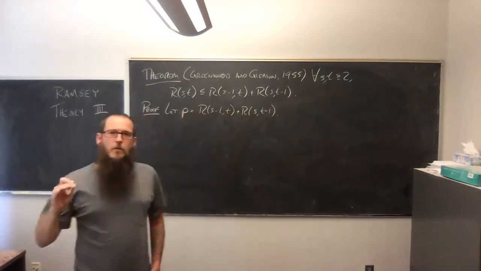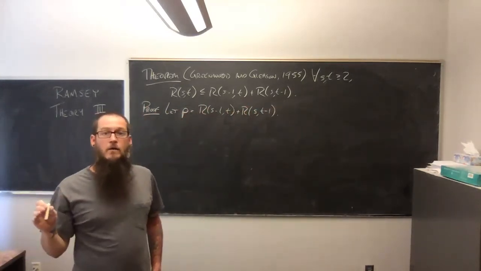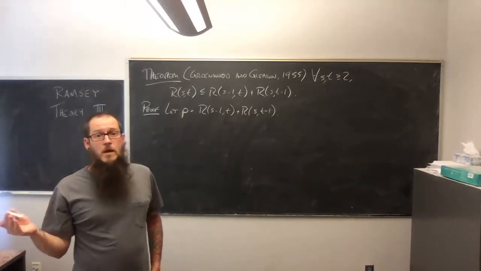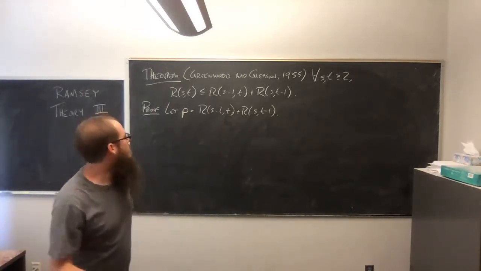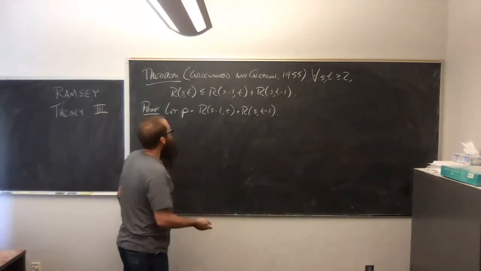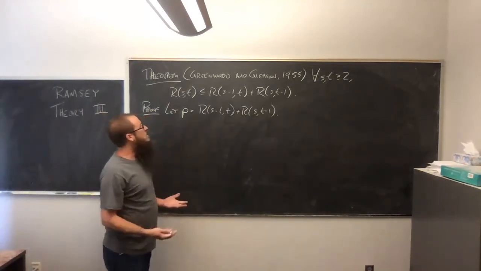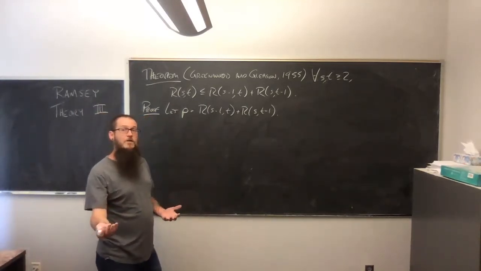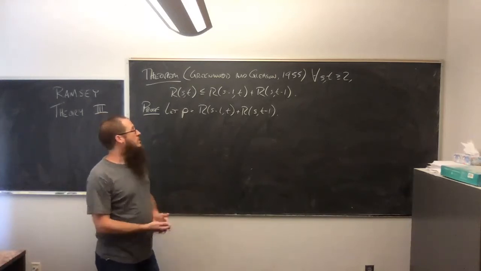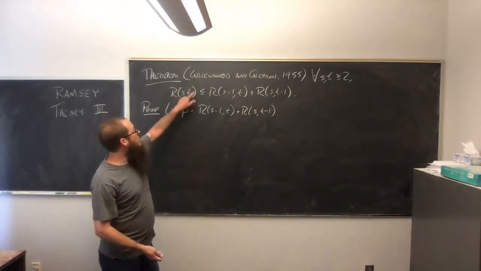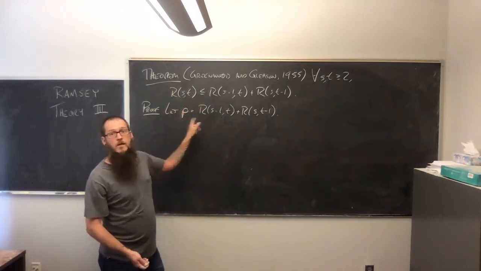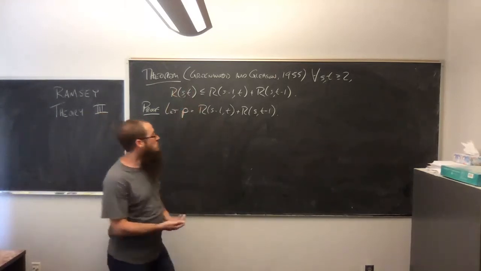And we're going to consider a red-blue coloring of K sub P. And we want to try and argue that we're guaranteed to force either a red K_S or a blue K_T. And if that happens, we'll know that this Ramsey number is less than or equal to K_P, and then we just plug in what P is.